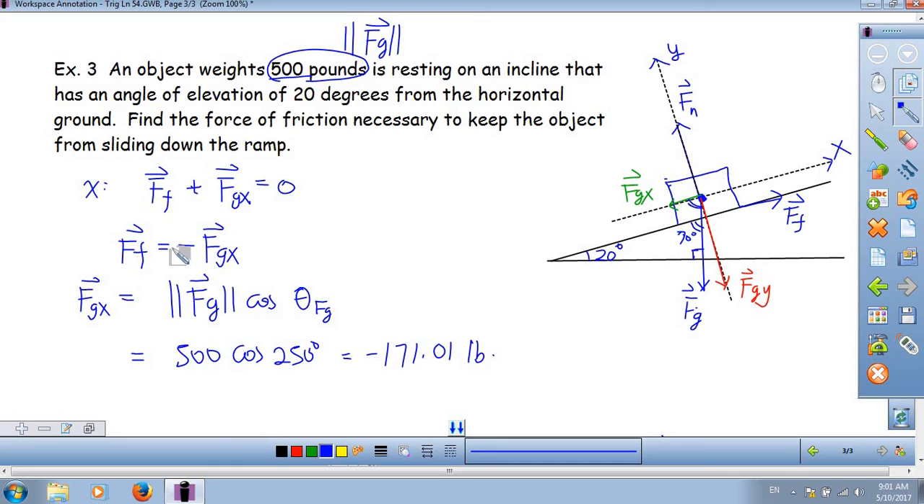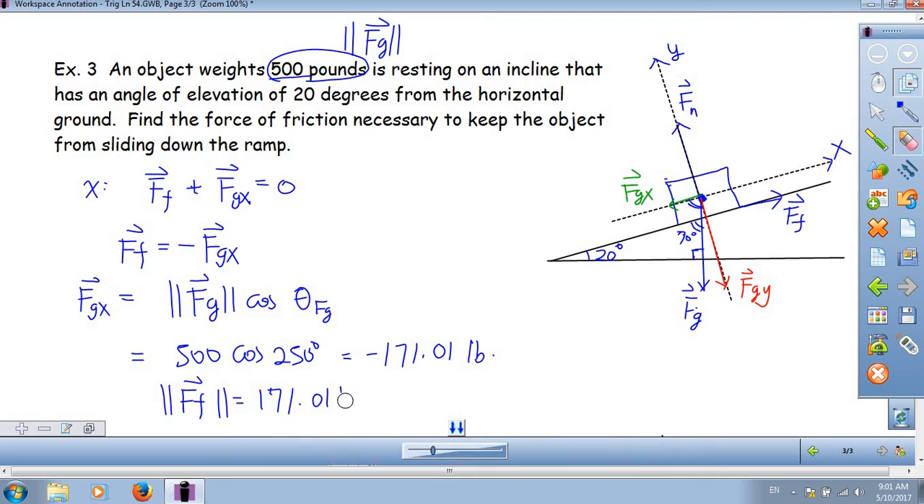The magnitude of F_f should be equal to the magnitude of this, which is 171.01 pounds. So the friction necessary to keep this object from sliding down would be 171.01 pounds. Okay.